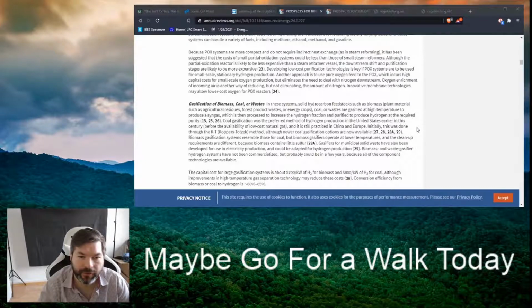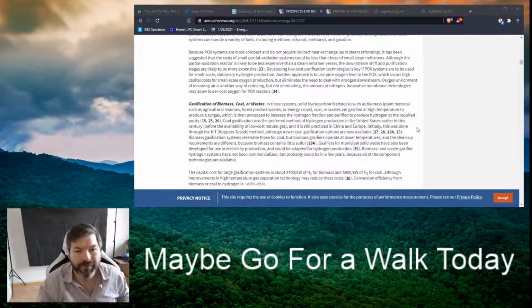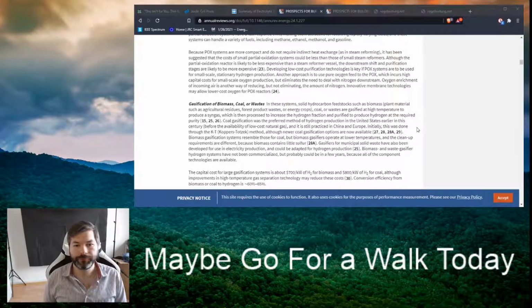Although the partial oxidation reactor is likely to be less expensive than a steam reformer vessel, the downstream shift and purification stages are likely to be more expensive. Developing low-cost purification technologies is key if POX systems are to be used for small-scale, stationary hydrogen production.